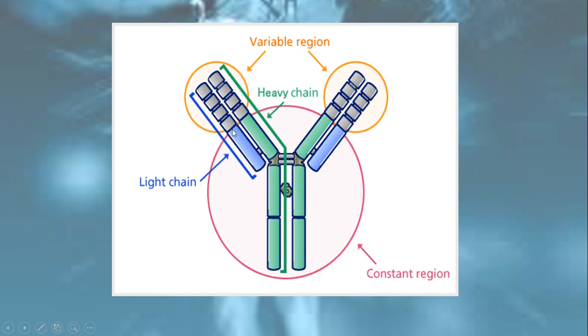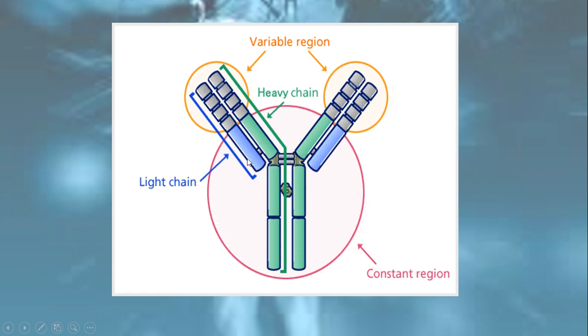If you take a look into the antibody, you will see a Y-shaped protein. As we said before, it is made up of 3 segments. The first segment is the variable region. The second segment is the constant region, and these 2 segments, the variable and the constant, are connected by a hinge, as you can see.